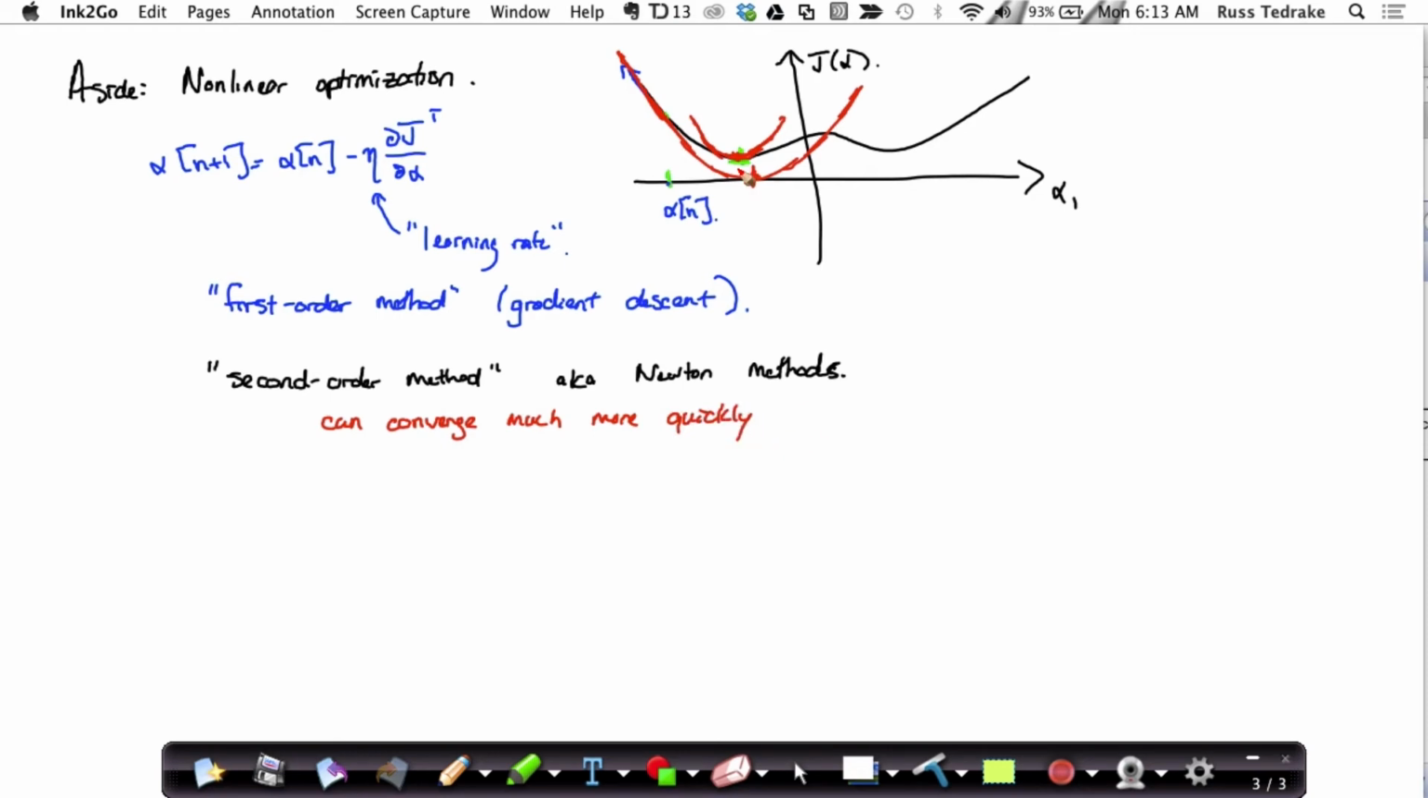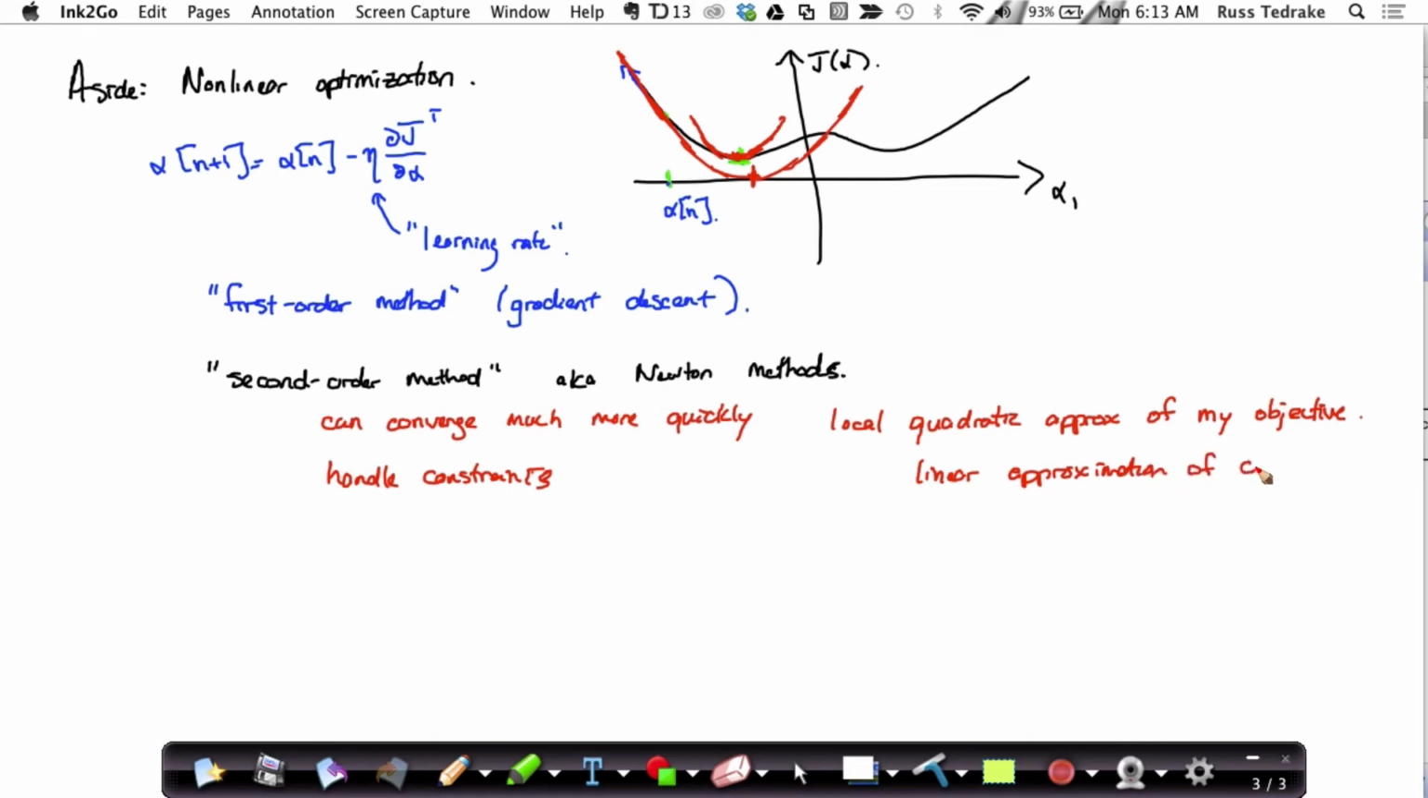They also have a very natural way to handle constraints. If I have constraints in my system, they handle constraints naturally by making, so I get a quadratic approximation. I make a local quadratic approximation of my objective, my cost function, my objective function, and a locally linear approximation of constraints.